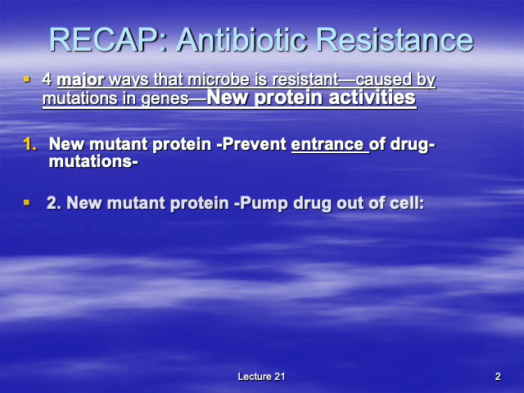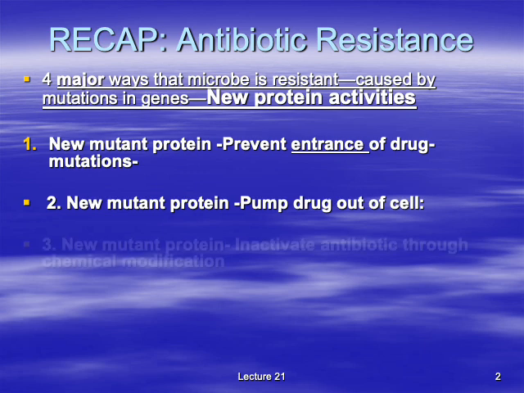A second possibility would be a mutation in a pump. So a pump protein or translocase. Because of the mutation, the protein changes. So instead of just pumping things like sugar or iron or some metal, it starts to pump the antibiotic out of the cytoplasm and out of the cell.